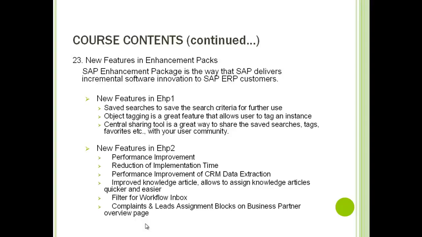So we'll look into what are the new features that have been added in SAP CRM 7.0 Enhancement Pack 1 and Enhancement Pack 2. The new feature added in Enhancement Pack 1 is saved searches, to save the search criteria and use it again and again. You don't need to key in the search criteria again. Say you always start your day by searching for sales organization as this and the name starts with A star. You don't need to do this every day. You can save the search and access the saved search every day.